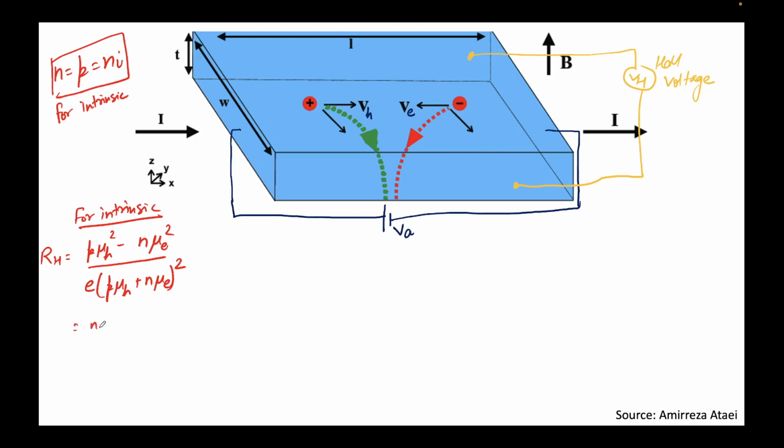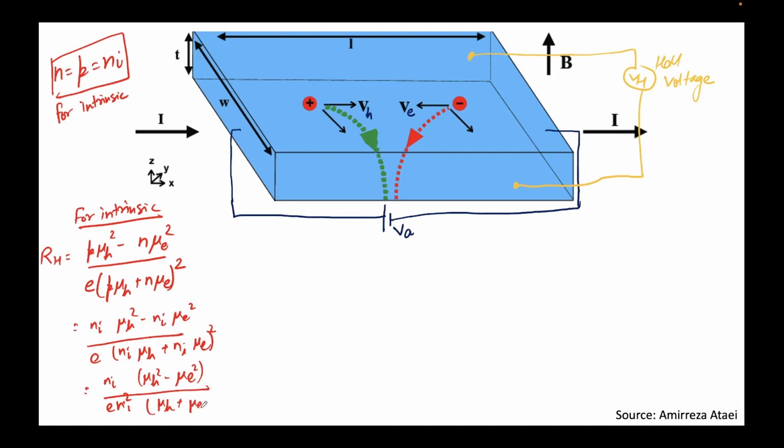So I'll get Ni mu h squared minus Ni mu e squared, divided by e times (Ni mu h plus Ni mu e) whole squared. Now I can take Ni common from the top, so it will be mu h squared minus mu e squared, divided by, and I can also take Ni common from the bottom, so it will be e Ni squared times (mu h plus mu e) whole squared. Now Ni gets cancelled, so I'll get 1 over Ni e.